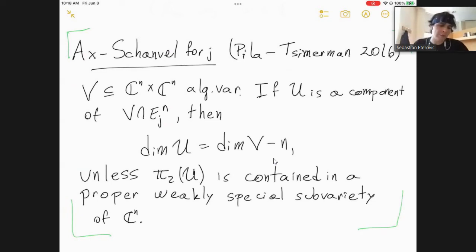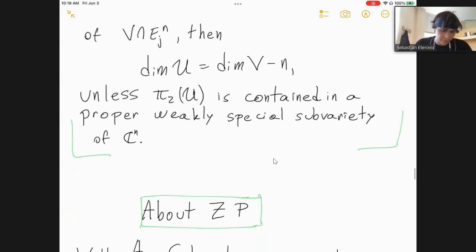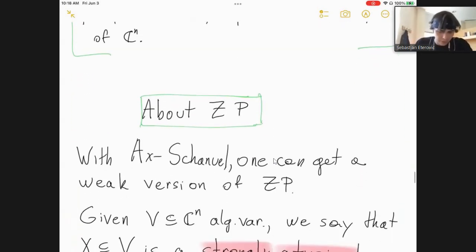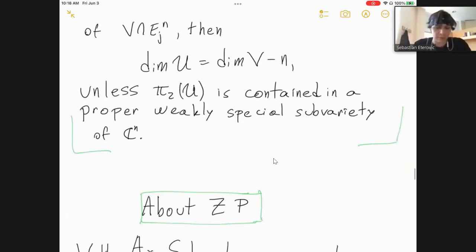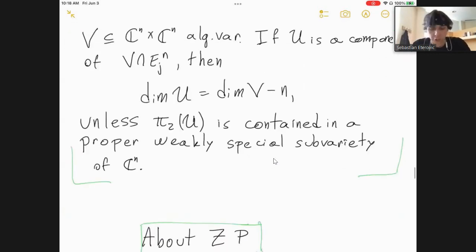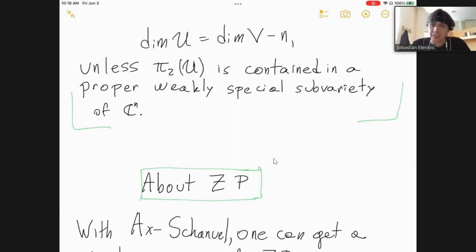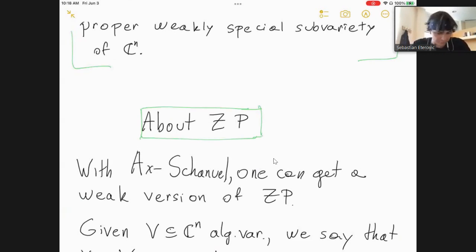Okay, so how do we use Ax-Schanuel for the problems that we care about that we were just talking about? Okay, so let's talk about Zilber-Pink first. So Pila and Tsimerman, already in the paper where they proved this theorem, showed that the Ax-Schanuel theorem gives you a weak form of the Zilber-Pink conjecture.